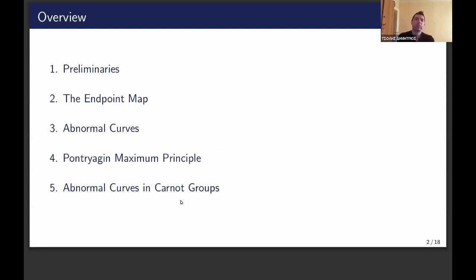Okay, so we start with some preliminaries for Lie groups, to remind ourselves of some basic facts about Lie groups and to define what we have as our main goal here, which are the Carnot groups. Then I will define the endpoint map, which is sort of our main tool here. Then, using this endpoint map, I will define abnormal curves.